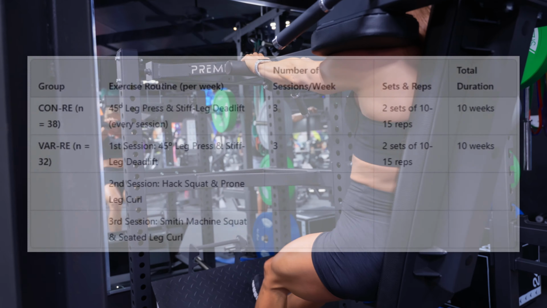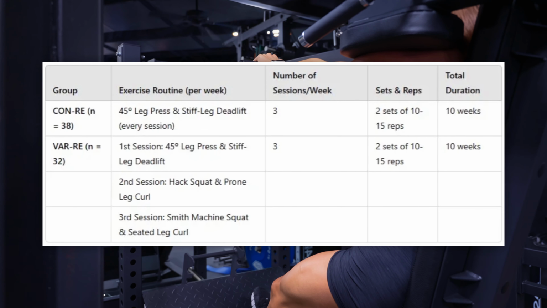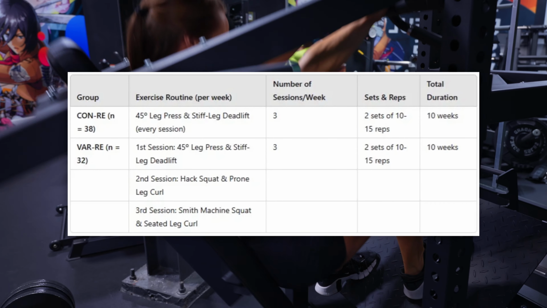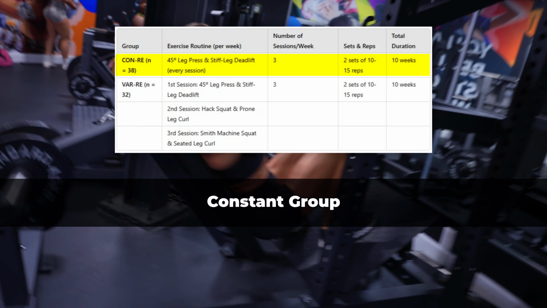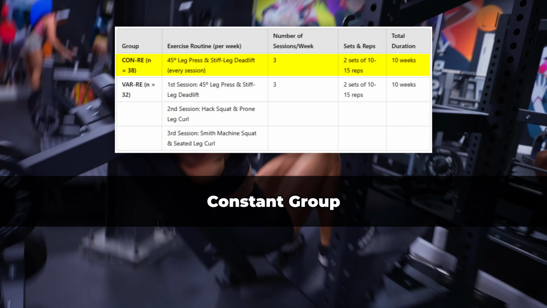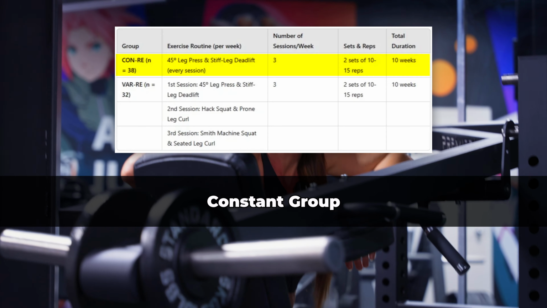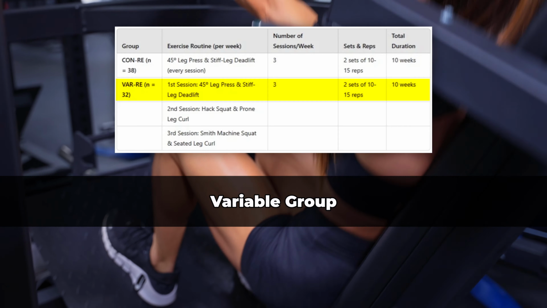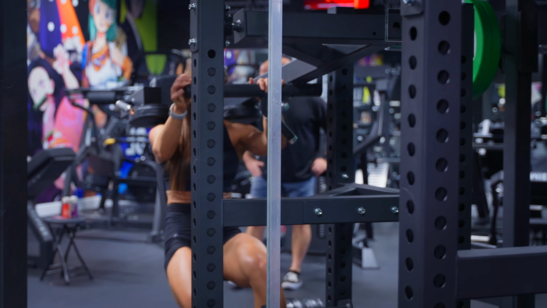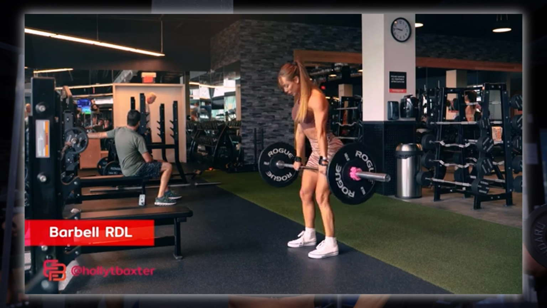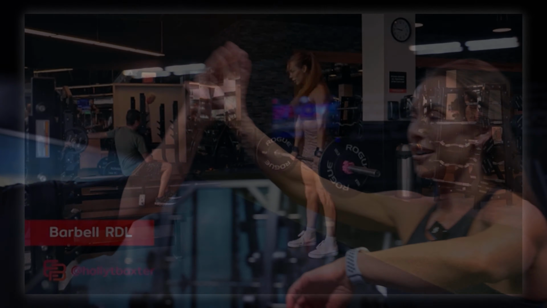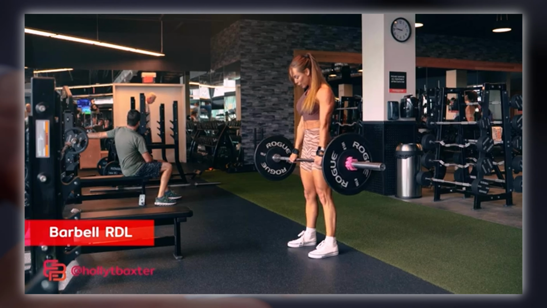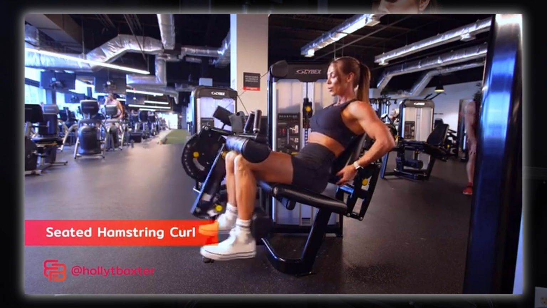A recent study by Casiano and colleagues compared changes in muscle growth when either varying the exercise or performing a constant exercise across a training block. They divided the participants into two groups: the constant group, which performed the same two exercises targeting the quads and the hamstrings 3 times per week, while the variable group performed 3 different exercises across the 3 sessions. The exercises for the constant group included a 45-degree leg press and a stiff-legged deadlift for the quads and the hamstrings respectively, while the variable group included the leg press, the hack squat, the Smith machine squat for the quadriceps, and the stiff-legged deadlift, the prone hamstring curl, and the seated hamstring curl for the hamstrings.